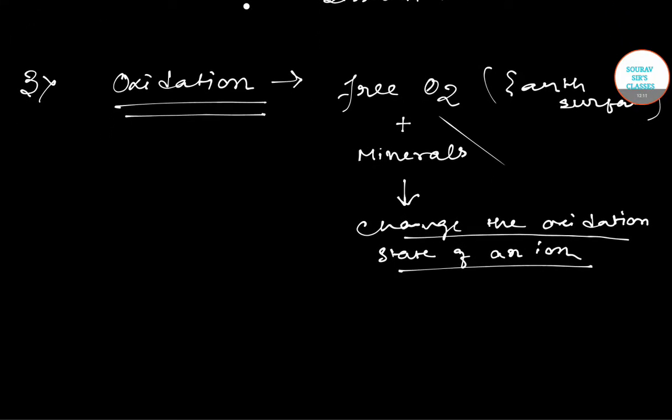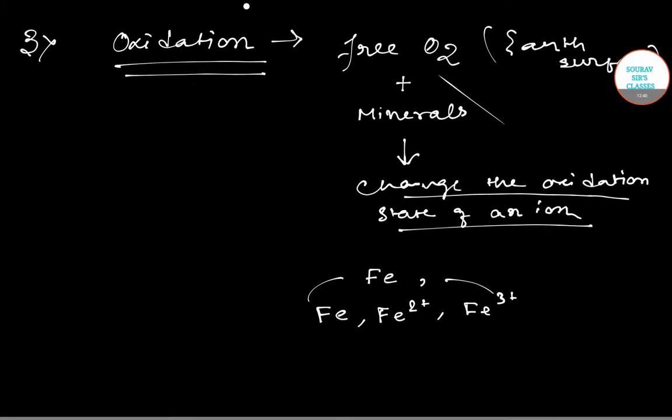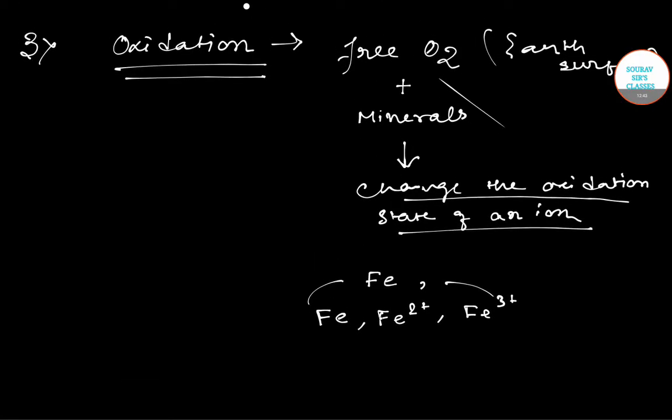This is more in Fe-bearing minerals, these are examples. Since Fe has several oxidation states like Fe, Fe2 plus, Fe3 plus, we know that these are the oxidation states that iron has. So deep in the earth, the most common oxidation states are normally Fe and Fe2 plus.